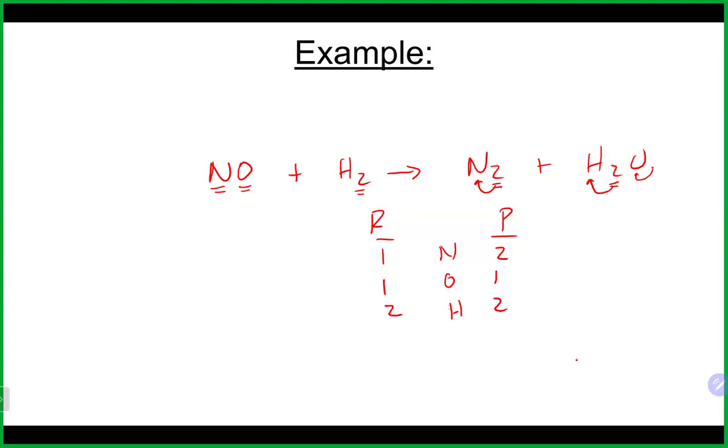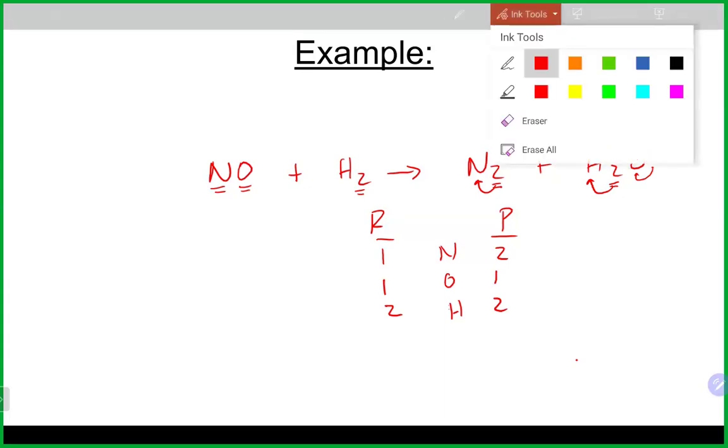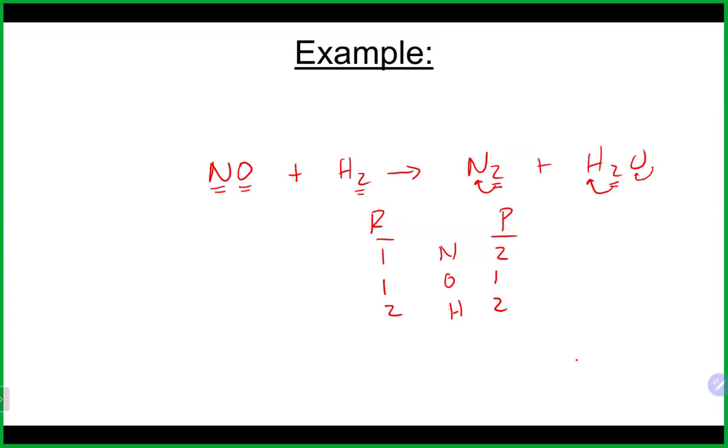So the nice thing about the table is a couple of things. It keeps things organized for yourself, and it also gives you an idea of where you want to start. I could clearly see from my table, I don't even have to start with oxygen or hydrogen because they're already balanced. So clearly a good starting point here would be nitrogen.